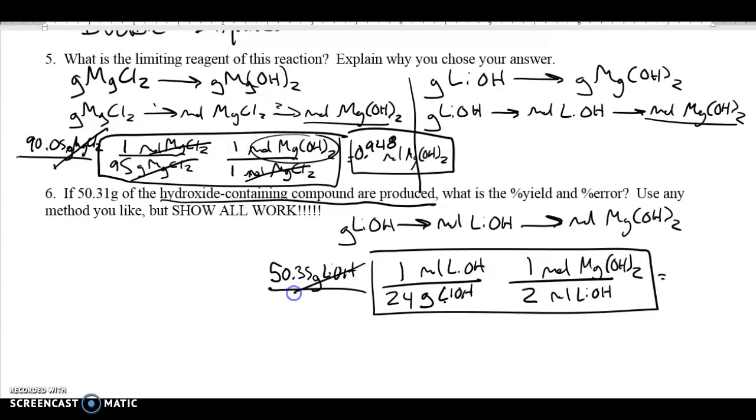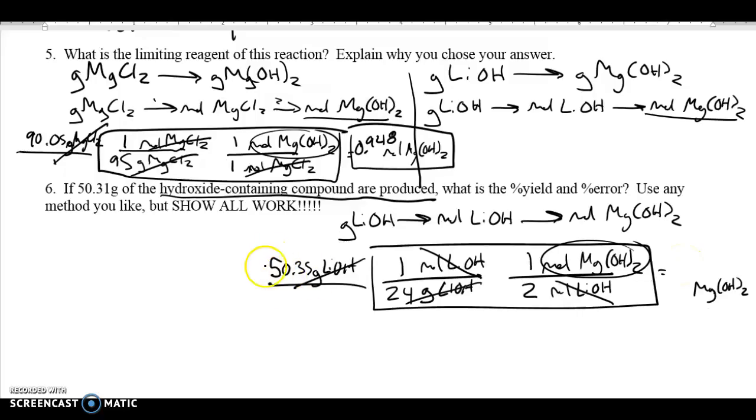Check the units, grams of lithium hydroxide cancel, moles of lithium hydroxide cancel, moles of magnesium hydroxide. Do all the math, and you find out that 50.35 grams times 1 divided by 24 divided by 2 equals 1.05 moles of magnesium hydroxide. So now we've got two answers we need to compare. We're either talking about 0.948 moles of magnesium hydroxide or 1.05 moles of magnesium hydroxide.